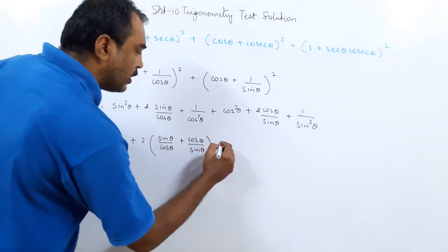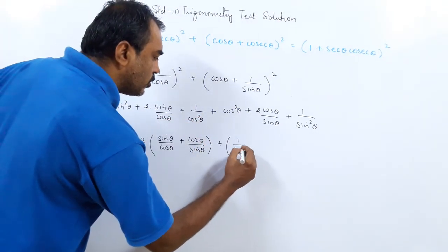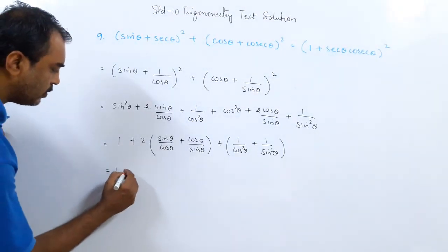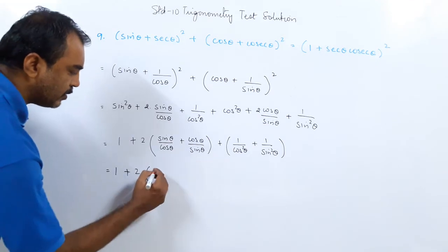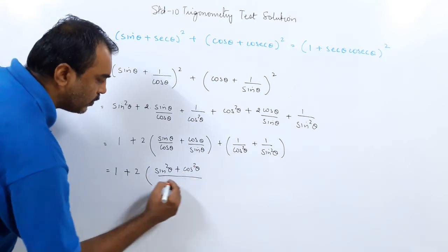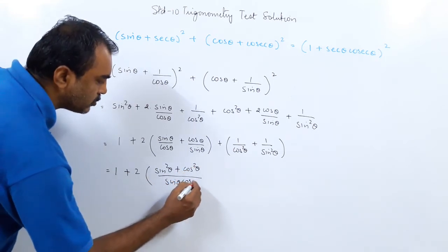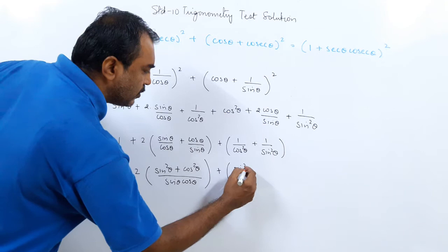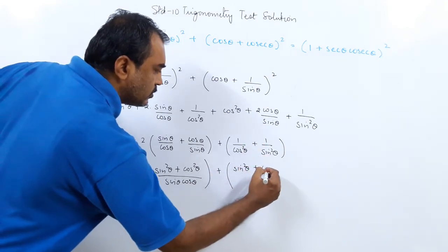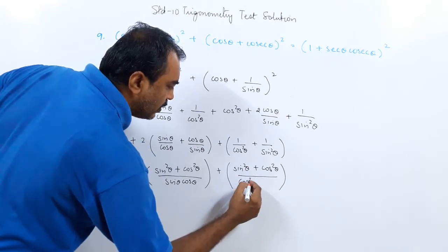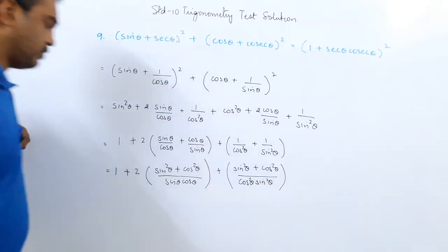And here, what do I get into the bracket? 1 upon cos square theta plus 1 upon sin square theta. So far so good. I will get 1 plus 2 into, if I take the LCM I get sin square theta plus cos square theta upon sin theta cos theta. Same way, if I take the LCM here I get sin square theta plus cos square theta the whole upon cos square theta sin square theta.